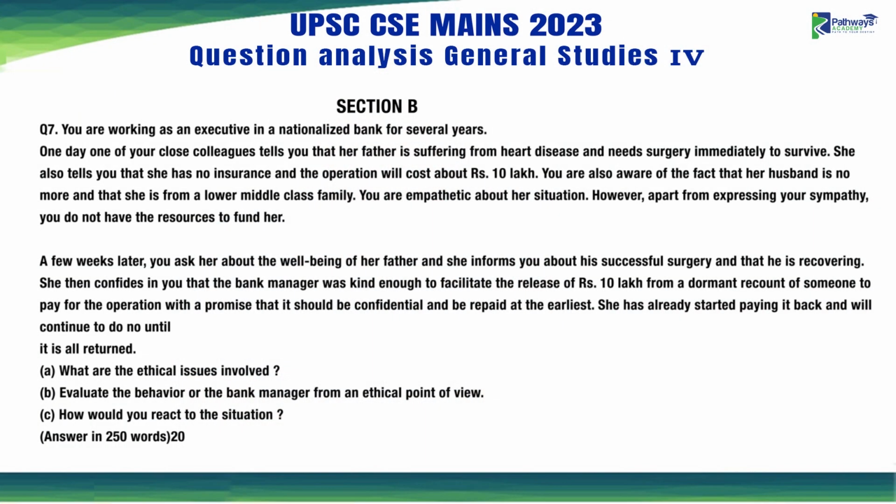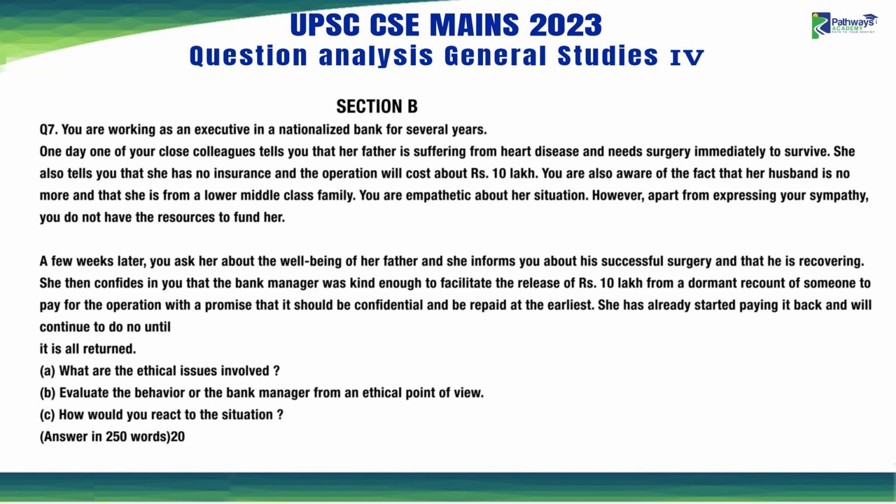So the first question talks about a classical ethical dilemma. You are working in a bank, and there's a colleague who needs money urgently to save another person. It's a life and death situation. You couldn't help, but later on you come to know that this person has got the fund and got the surgery done. Later you come to know that the manager has allowed some money to be taken out of a dormant account, which is against the law, and she has started repaying it. So I think this is a very classical case of ethical dilemma.